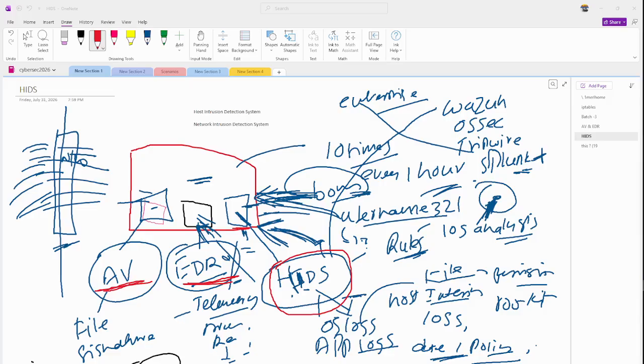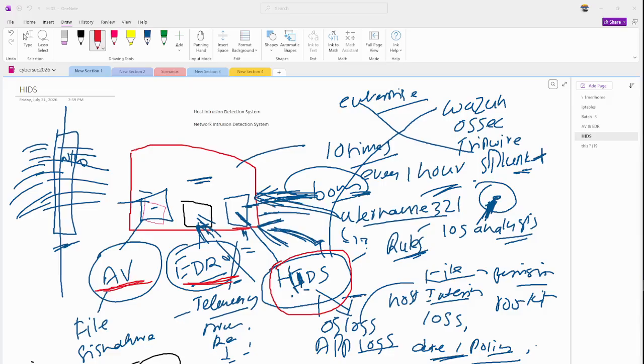I am not going for a high level. You tell me why you need an AV and EDR. When you have antivirus, what is the use of EDR now? Why do I need to buy EDR again? That is one question.